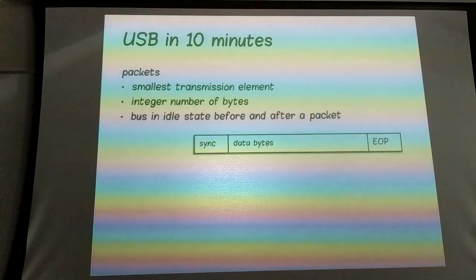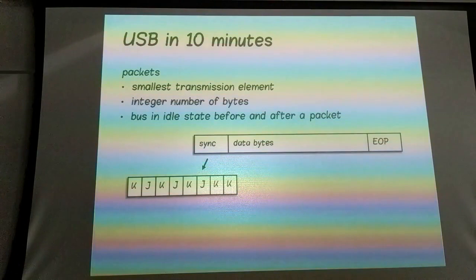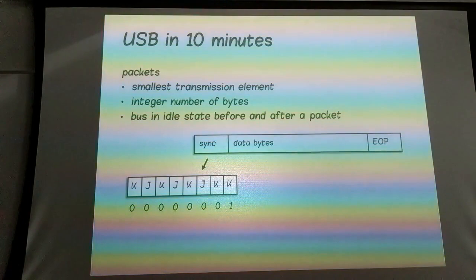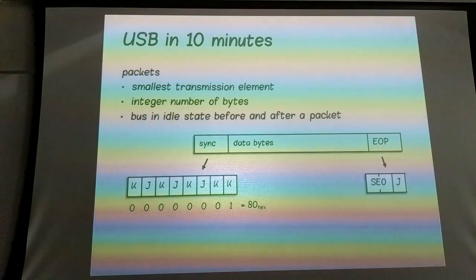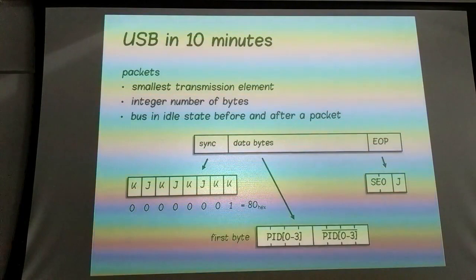Packets are the smallest transmission elements. They are composed of an integer number of bytes. Before and after a packet, the bus is held in the idle state. Every packet has the following structure. It starts with a sync pattern, which is made of alternating J and K states, except for the last two K states. Translated to bit value, sync is made of seven 0 bits, followed by a single 1 bit. Since data are transferred least significant bit first, the sync pattern is actually 80 hex.